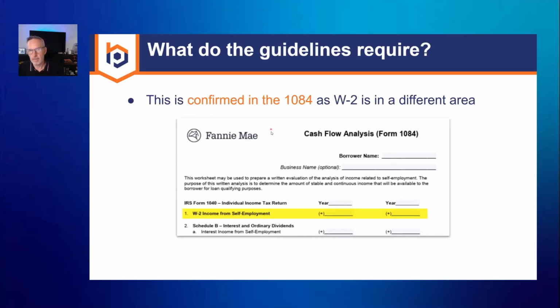Now, there's the W-2 again, separate. See, it's on the 1084, but it's way up in section 1, separate from your K-1 and your business adjustments.